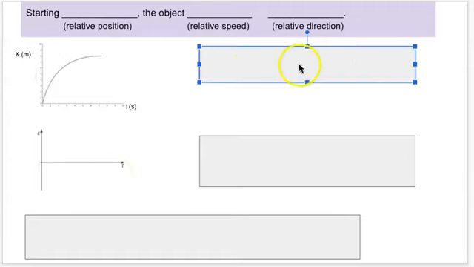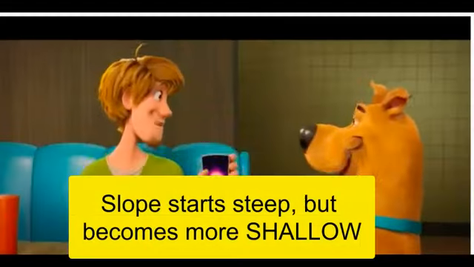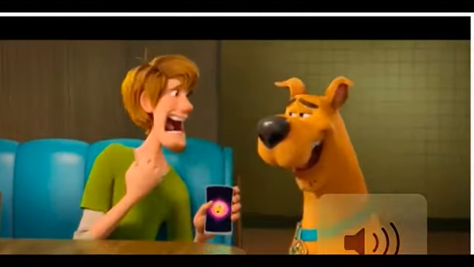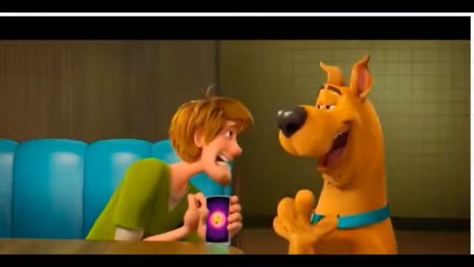In this example, you have one type of motion, okay? You look at the slope: it starts steep, and it gets more shallow.